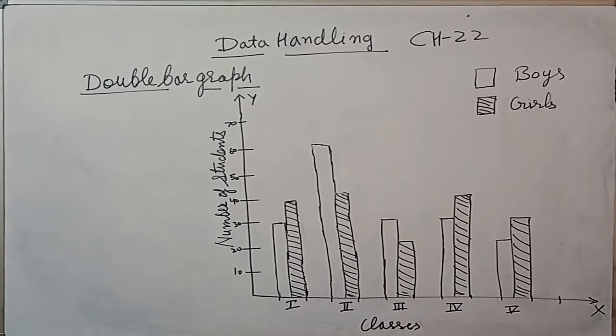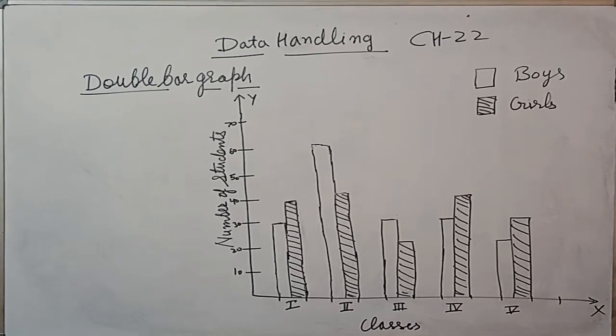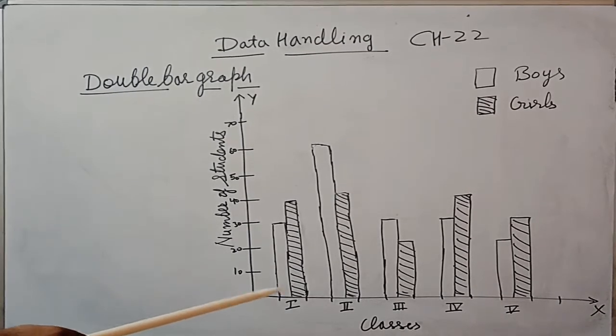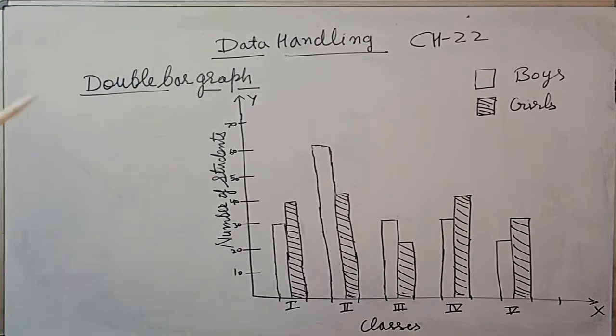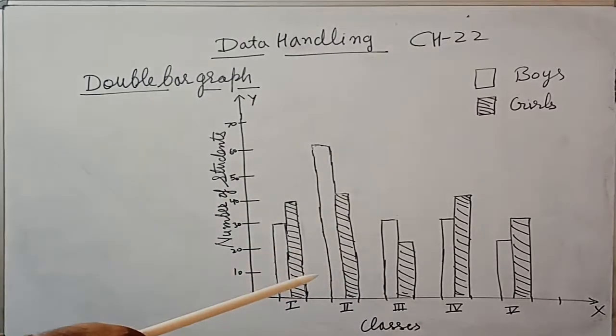Children, now I am taking the double bar graph, how to make the double bar graph and why we make the double bar graph. A double bar graph is basically used for comparing two things. Suppose in your school we have boys and girls in particular sections, first, second, third, fourth and fifth, and we have to compare the ratio of the boys and girls. So we can easily calculate the ratio of the boys and girls with the help of this double bar graph.